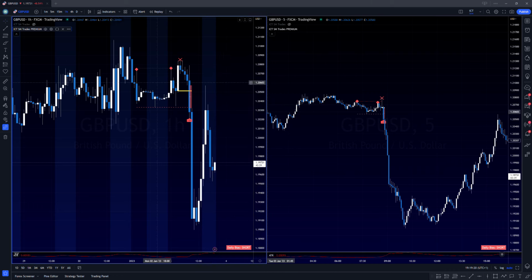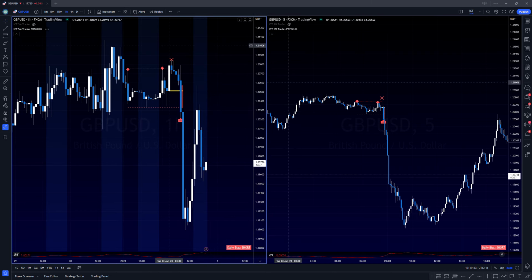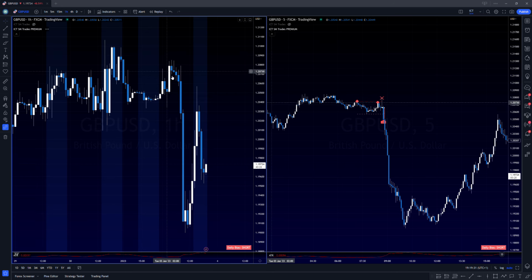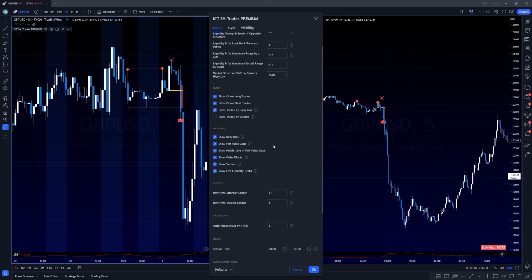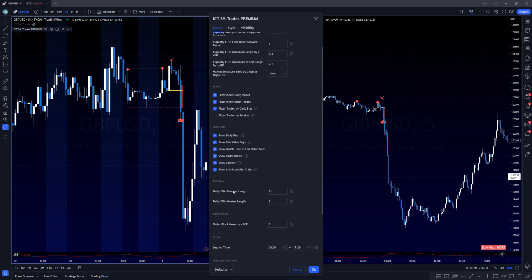So click OK. It's loading. It should disappear after it is loaded. Yes. So you can filter trades by session, you can filter trades by daily bias, and I can show you that here in the section daily bias you can set the EMA. There are two EMAs, one with a stronger length. It is by Fibonacci numbers. This is the 21 and this is the 8.